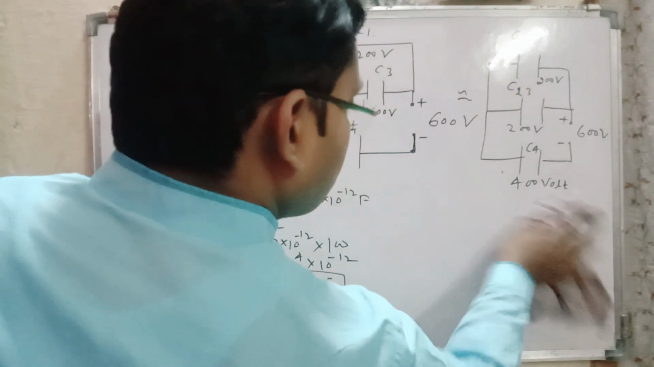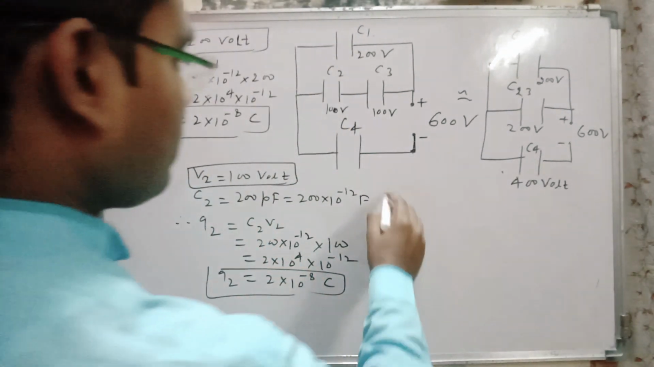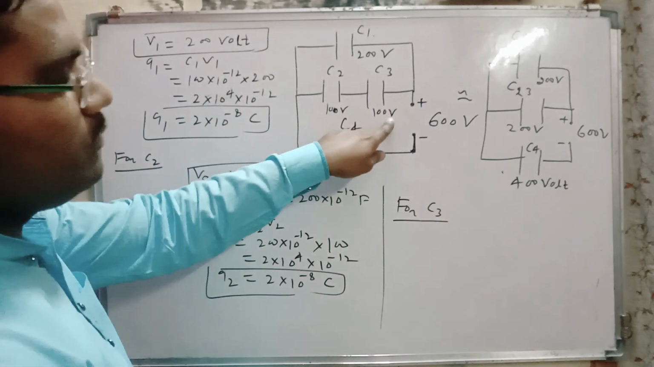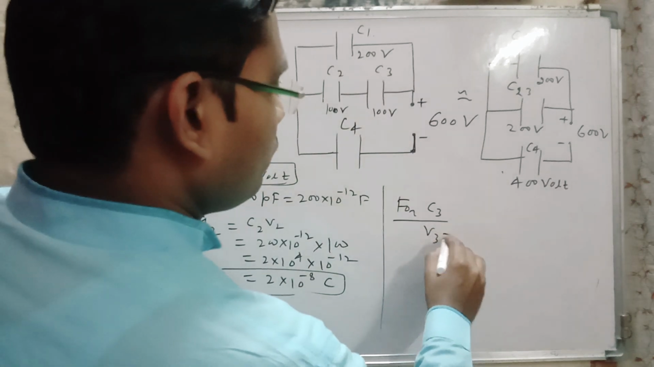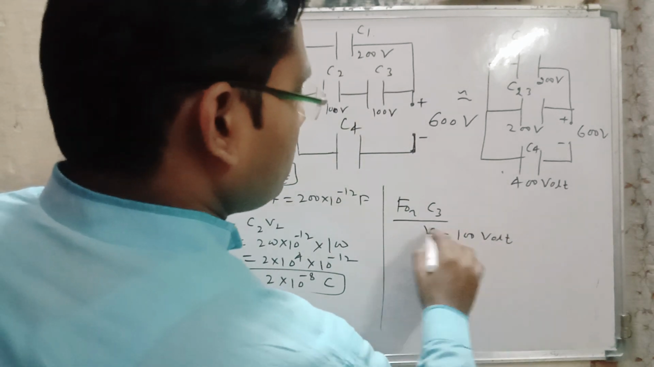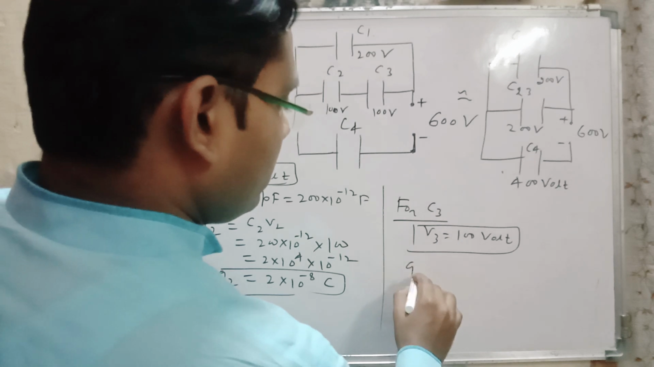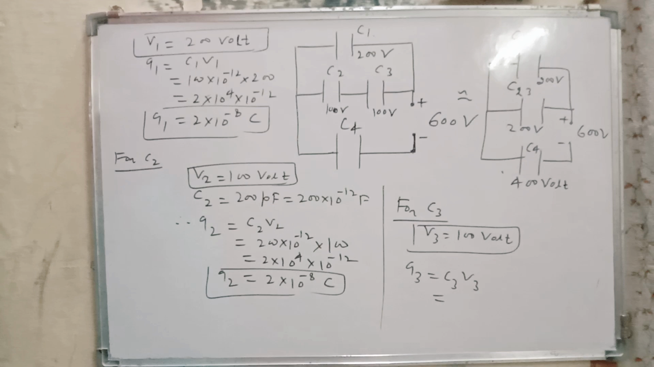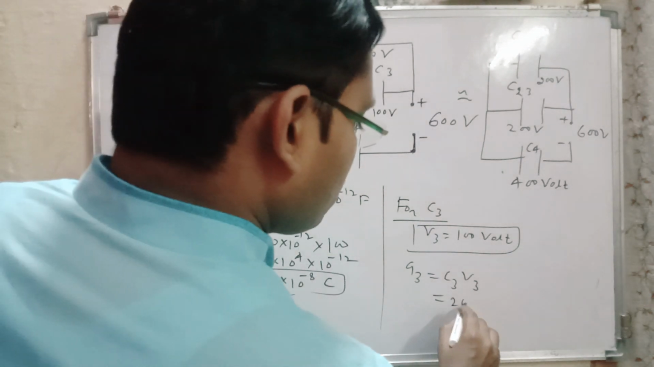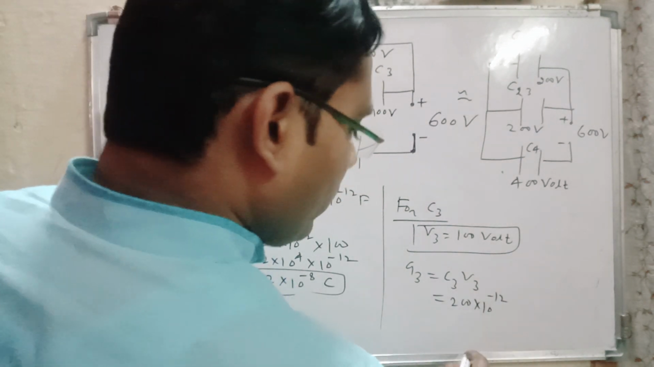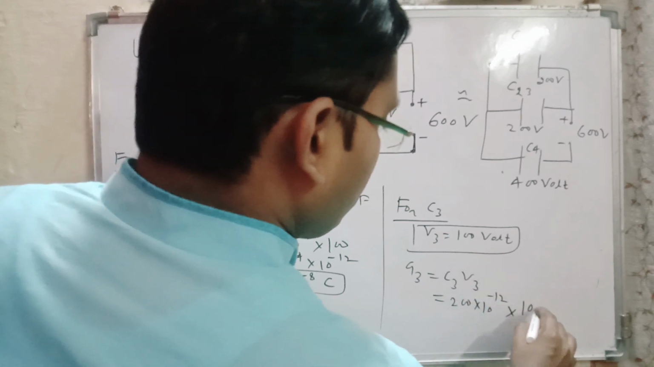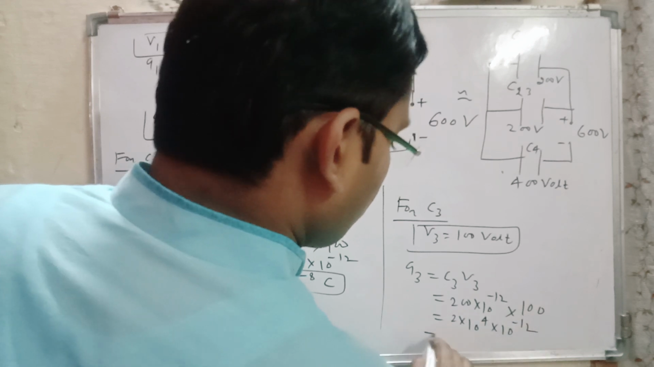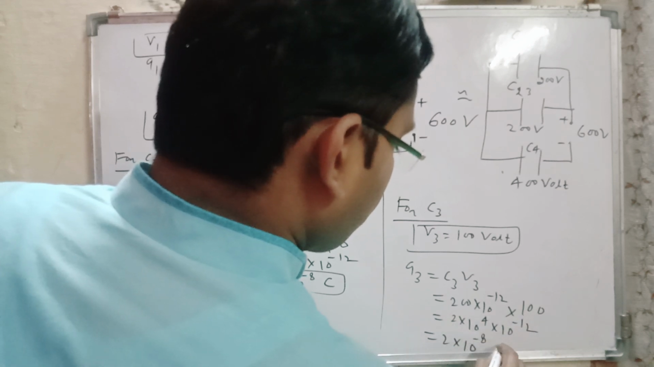Now for the third capacitor, for C3. C3 has voltage 100 volt. That means V3 is equal to 100 volt. This one is the result. And now here Q3 is equal to C3 V3. Value of C3 is 200 picofarad. 200 into 10 to the power minus 12 farad into V3 is equal to 100. That means 2 into 10 to the power 4 into 10 to the power minus 12. That means 2 into 10 to the power minus 8 coulomb.